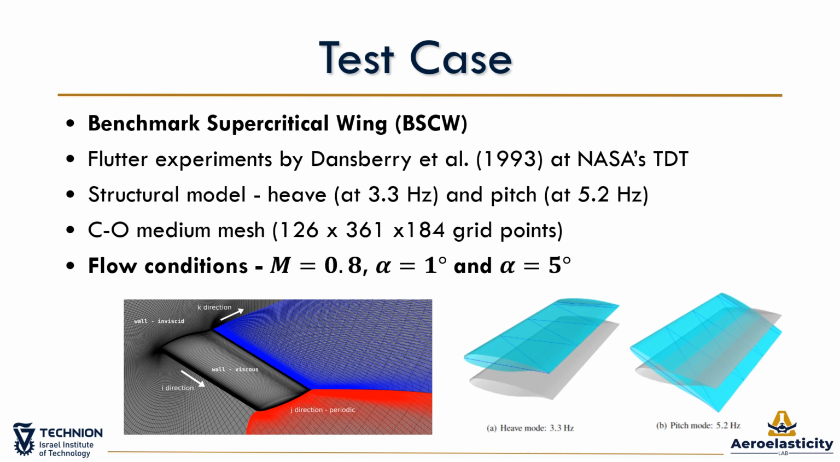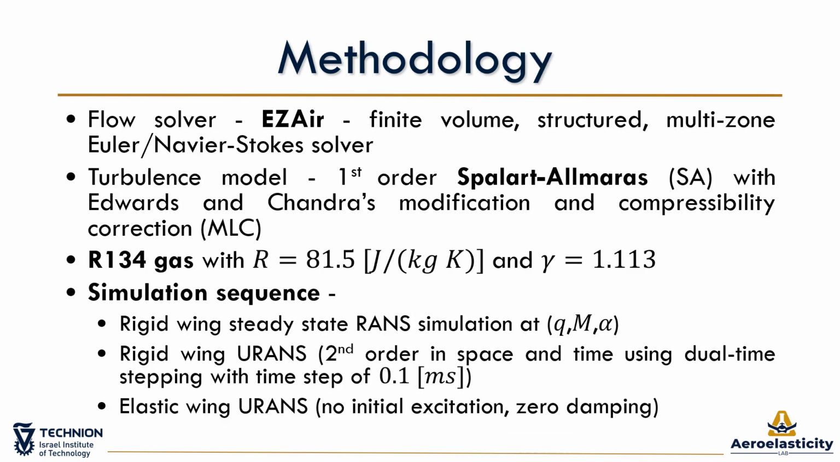We focus on a single Mach number of 0.8, and we examine two angles of attack of 1 degree and 5 degrees to study the different flutter mechanisms of the BSCW. We use the EZNSS flow solver, which is a finite volume structured Navier-Stokes solver developed by the Israeli CFD Center. We use the Spalart-Allmaras turbulence model with the Edwards and Chandra modification and the mixing length correction.